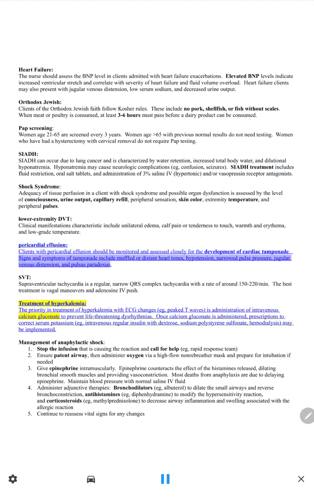Signs and symptoms of tamponade include muffled or distant heart tones, hypotension, narrowed pulse pressure, jugular venous distension, and pulsus paradoxus.